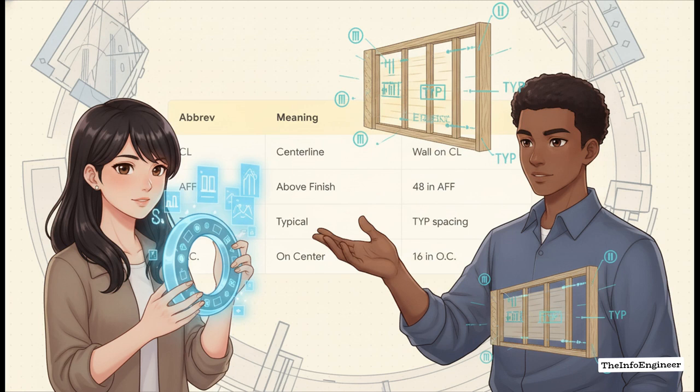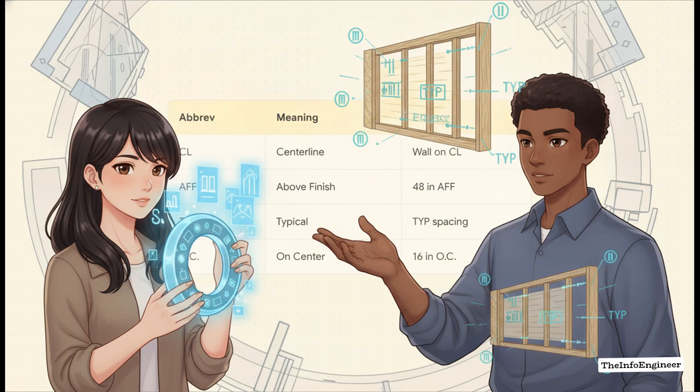You have to think of these abbreviations as your decoder ring. Because drawings are inherently cluttered, engineers use this universal shorthand to save a ton of space. For example, when you visually scan a sheet and spot CL, that just means centerline. AFF means above finished floor. TYP is a huge one. It stands for typical, meaning if you see a spacing rule noted once, you apply it everywhere similar unless they tell you otherwise.